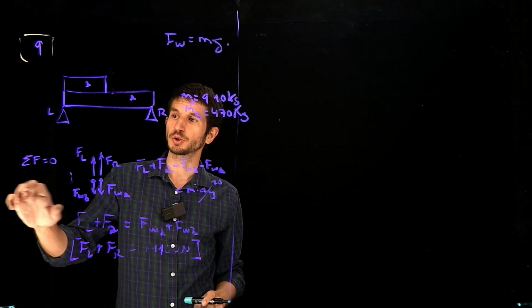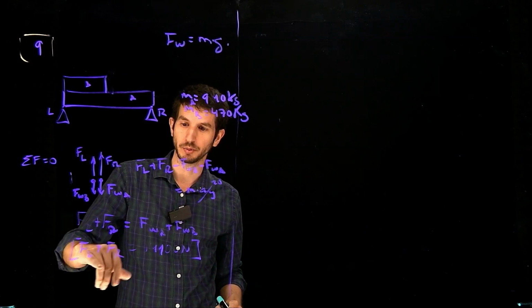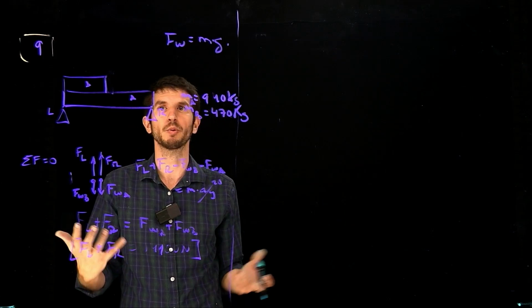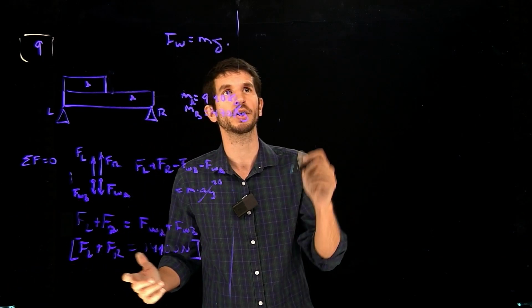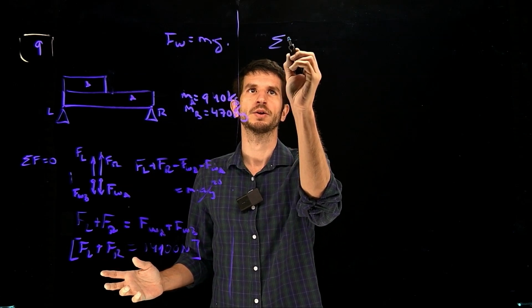That's with respect to the first condition, which is the condition of not moving up and down. But we have two unknowns in a single equation. We need another one. Where are we taking the other one from? From the torque. And here comes the beauty of torque.